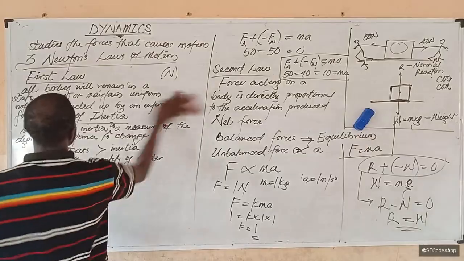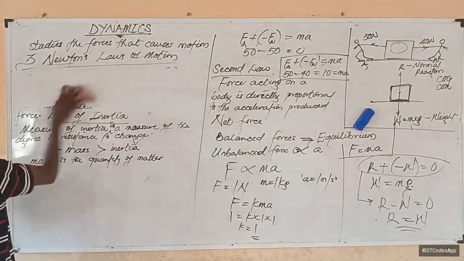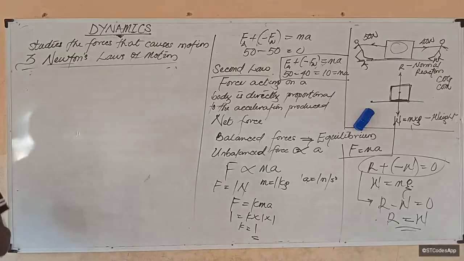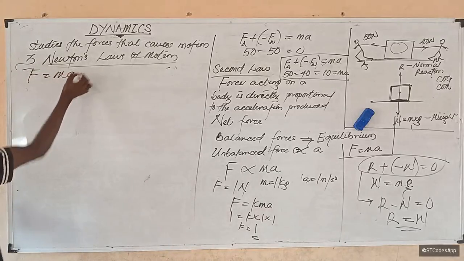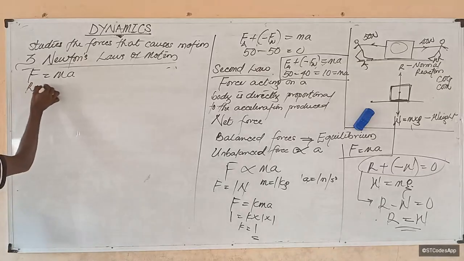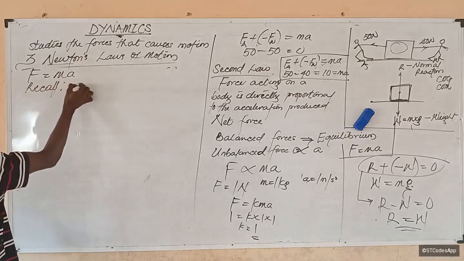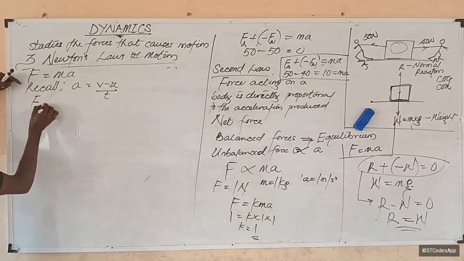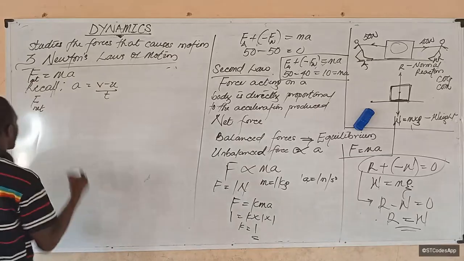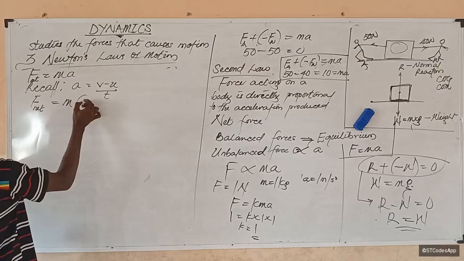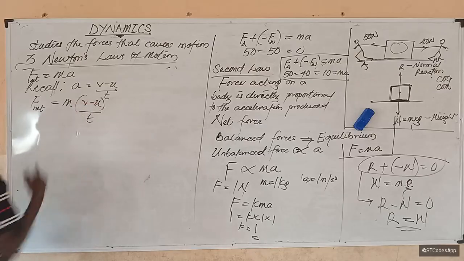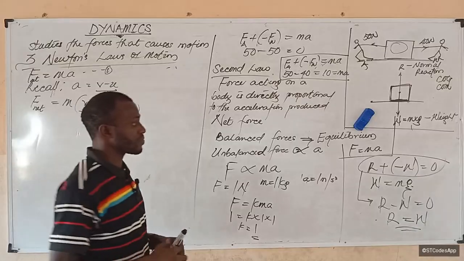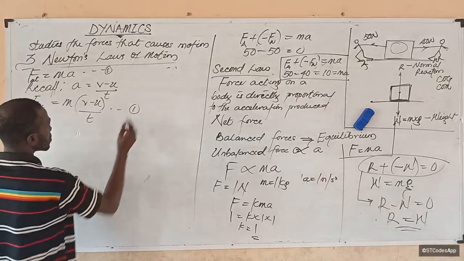Now let's bring other mathematical expressions into this equation. Since we know that F is equal to ma, recall from kinematics that a is equal to change in velocity over time, right? So if that be the case, then we have F net, let's put net here so that you know it's the net force, the force causing acceleration, equal to mass times (v minus u) over t. Is this clear? This formula holds true. Let's call this the first equation, and then this one will be the second equation.